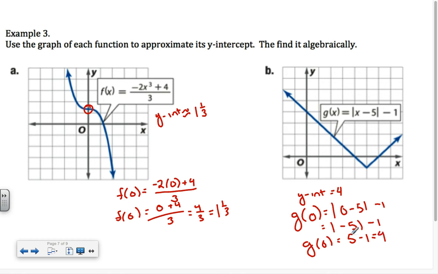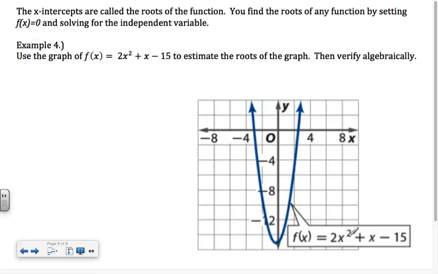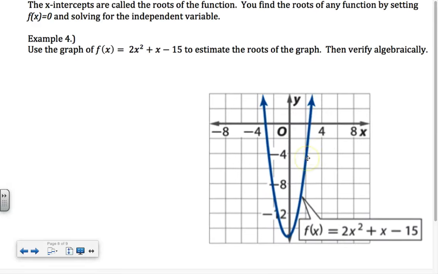So whenever you want to find the y-intercept of a function, you always evaluate f of 0 or g of 0. You essentially plug 0 into the function, and that will tell you the y-intercept. The x-intercepts are called the roots of the function, and to find the roots of any function, you do it by setting f of x equal to 0. So to find the y-intercept, you plug in 0. To find the roots of a function, you set the function equal to 0 and solve for the independent variable. You're used to doing this with quadratics, but we're going to learn to do this with any kind of function this year. But to keep things simple, we're going to start with this function.